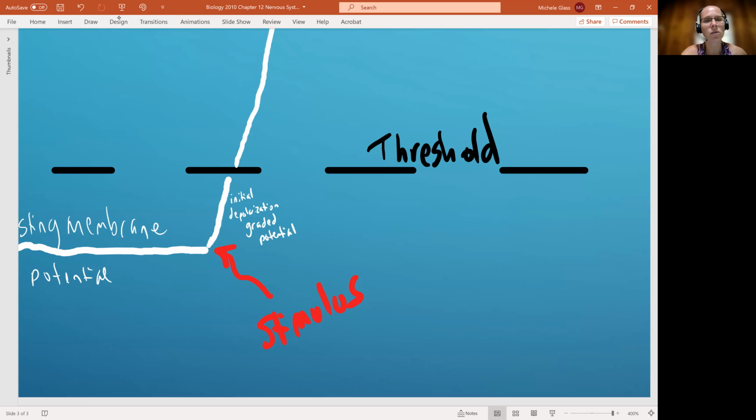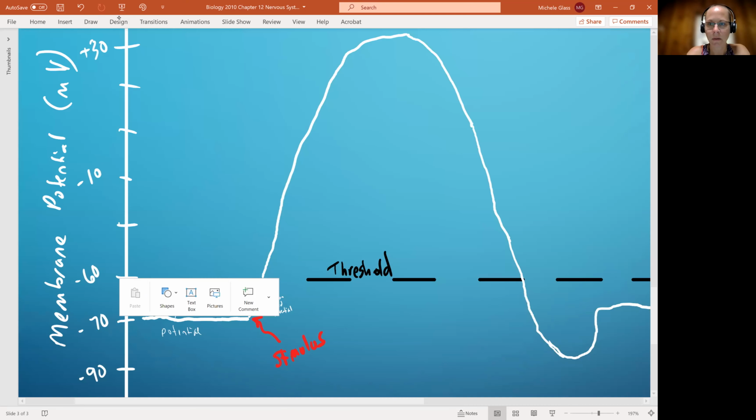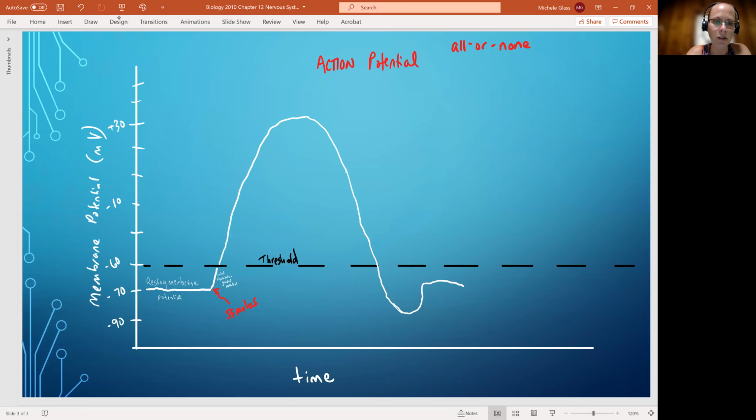A graded potential. So graded potential here is talking about that initial stimulus, which you may or may not take the cell to threshold. Remember, the significance of threshold is that this is when the action potential starts. So when we're seeing the graph move from -60 all the way up to +30, we call this the depolarization phase of the action potential.